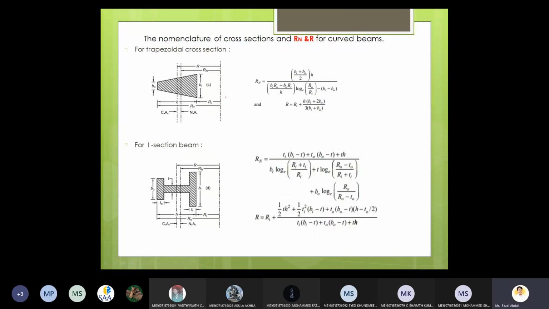And for this one, trapezoidal cross section. For trapezoidal cross section, the Rn and R. The title itself here, nomenclature of cross section, Rn and R. Okay. So Rn, this is the equation you have to remember.